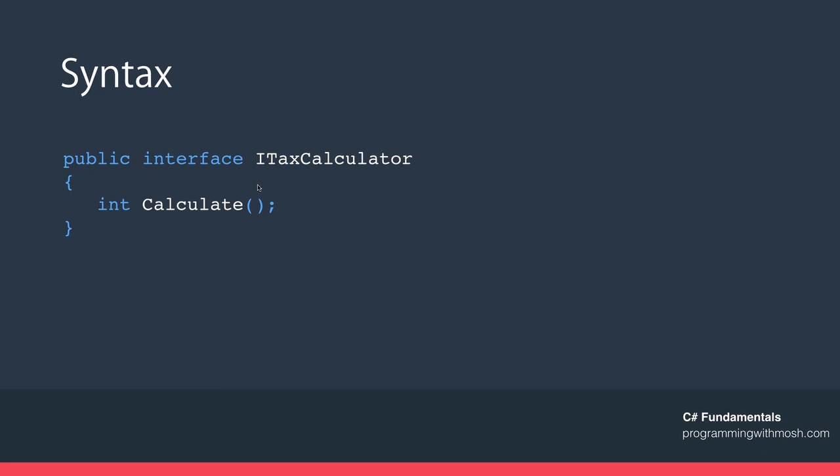So you see here, we have a method called calculate. That is simply a declaration. It doesn't have a body. It doesn't have curly braces. Also note that interface members do not have access modifiers. So here we don't have public, private, protected, whatever.